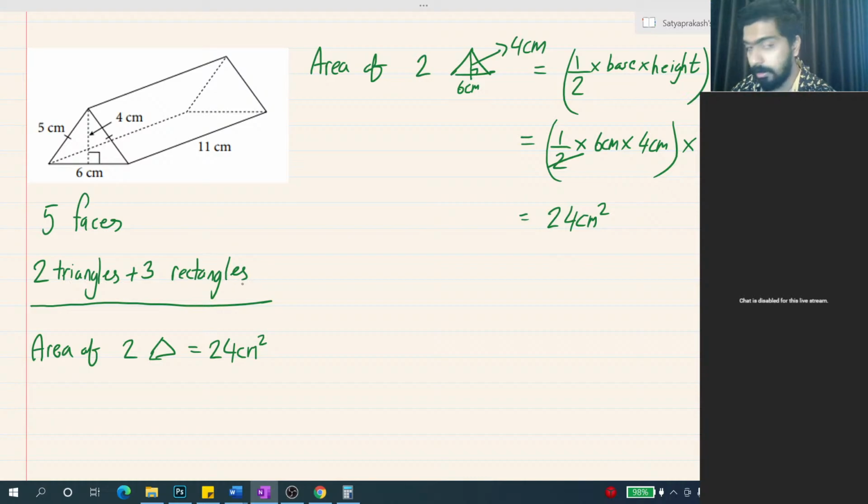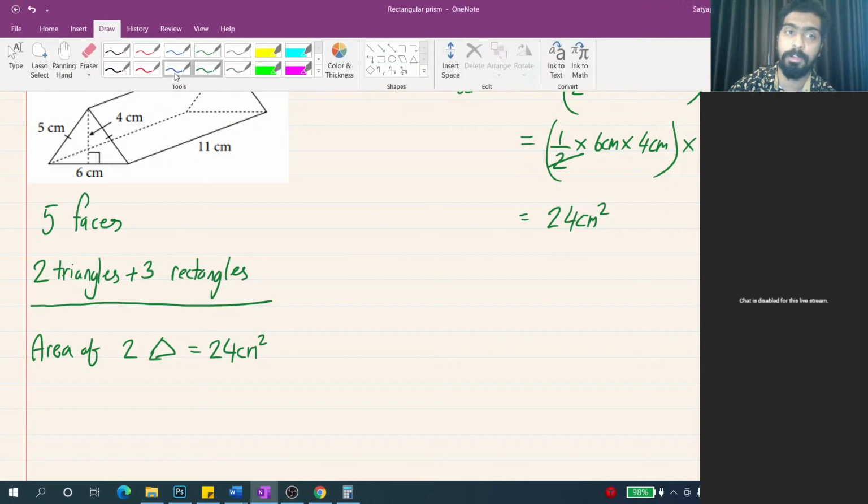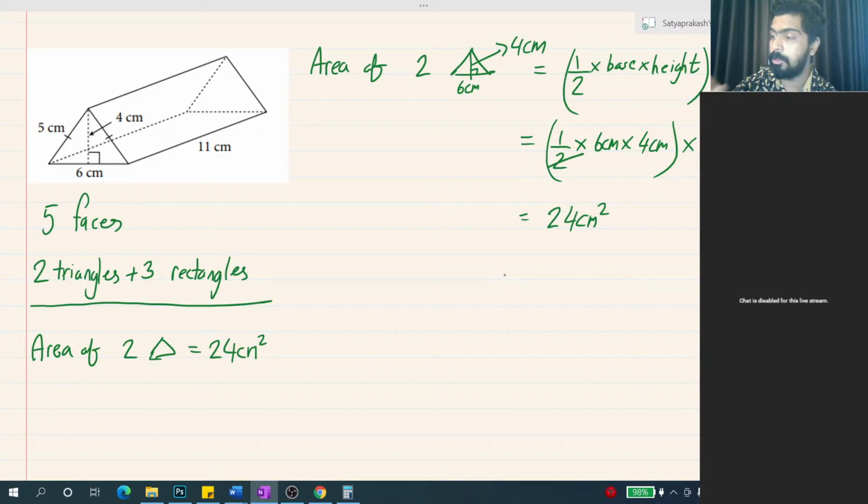Okay, 3 triangles. Did you mean 3 rectangles or 3 triangles? Because there are only 2 triangles, which is the front and the back, right? So we only have the front and the back.